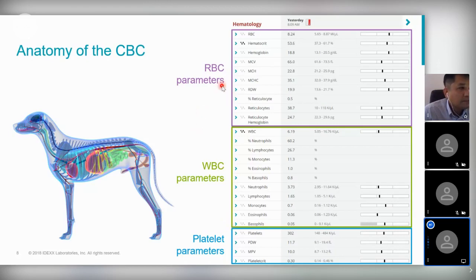The RBC parameters, as the name suggests, the erythrocytes, also known as erythrogram. Similarly, WBC is also known as leukogram, and the platelets known as thrombocytogram. So let's have a closer look at these. Over to you, Professor Tang.